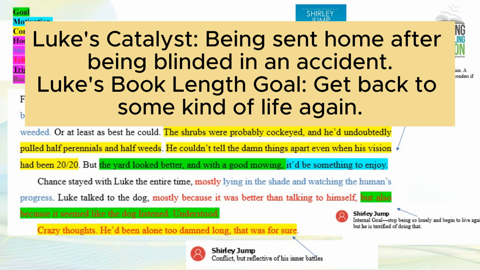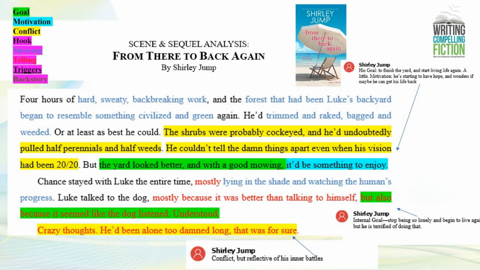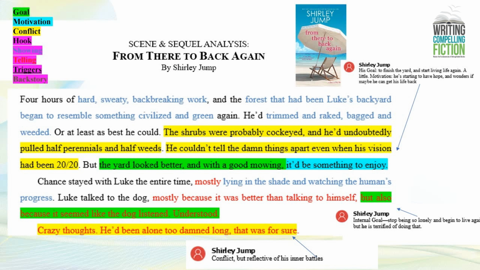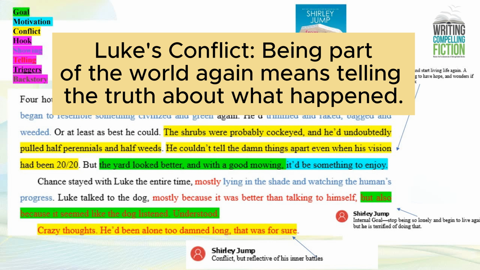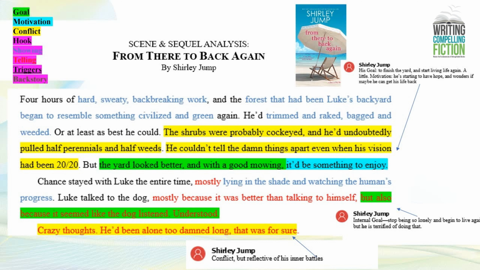So Luke's book length goal is to plug back into his life. He's been released from the Coast Guard. There was a Coast Guard accident, and he has come back home. And at first he just wants to be left alone, but eventually he realizes he needs to get back to his life in some way, shape, or form. But his conflict with that is doing so means telling people what he did, and he feels very guilty about his friend dying. So that's how that feeds into the book length goal.